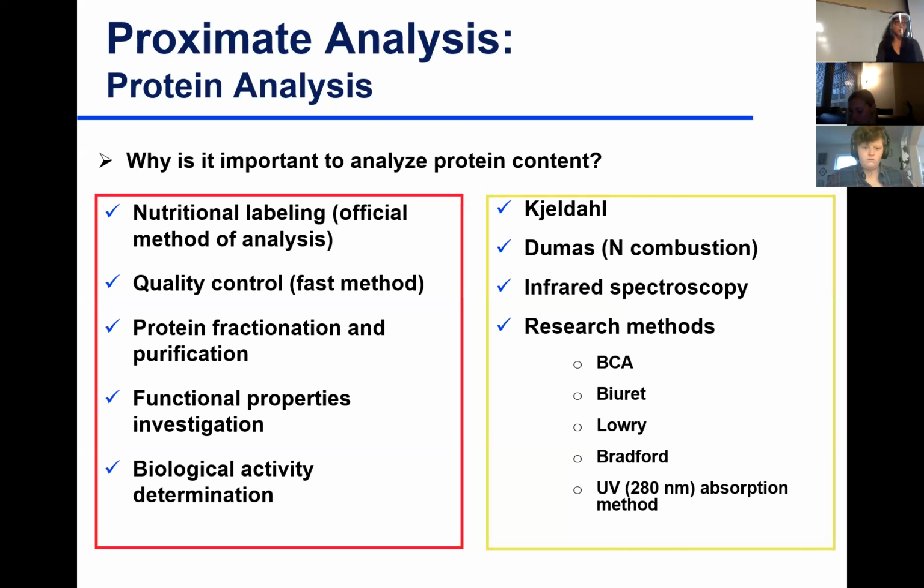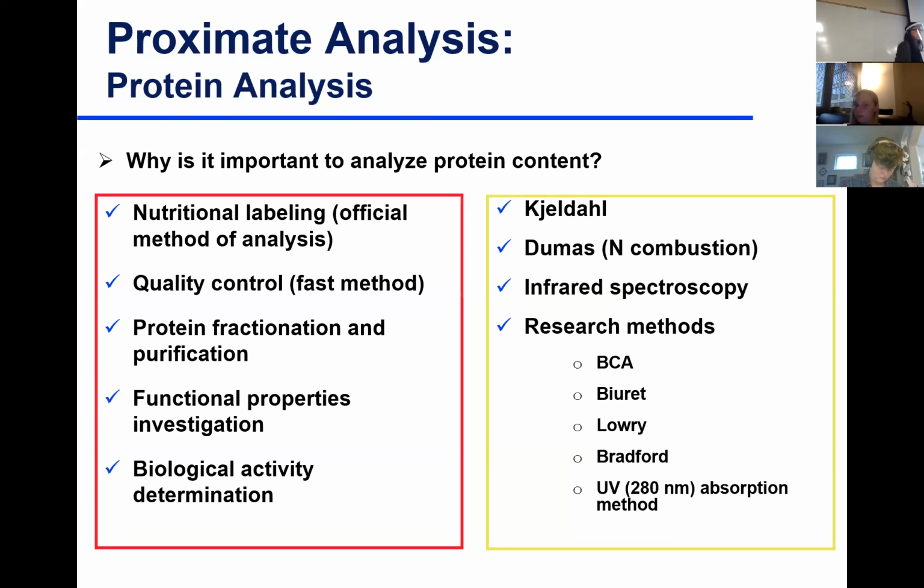Functional properties investigation. So again, this is very critical in the protein world. So how much protein do I need to form a gel? If it's gelatin, 1%, 1 gram in 100 ml can form a gel. If it is whey protein, potentially 5 to 10%, sometimes 5% is enough. If it's pea protein, sometimes 20% is not even enough to form a gel.